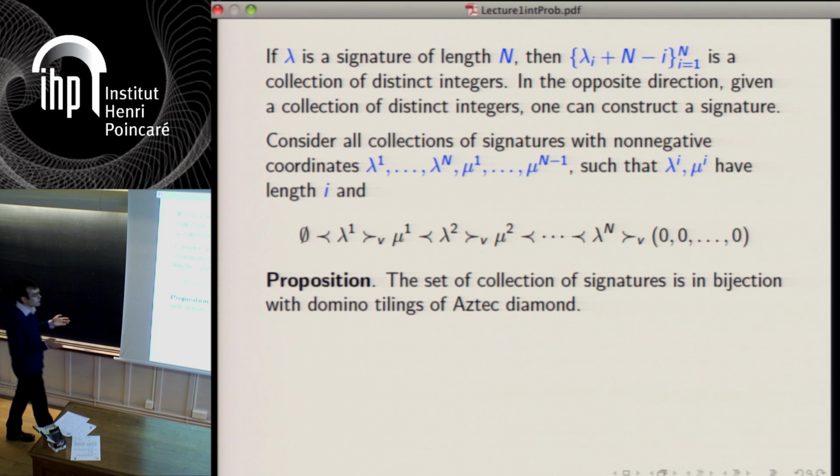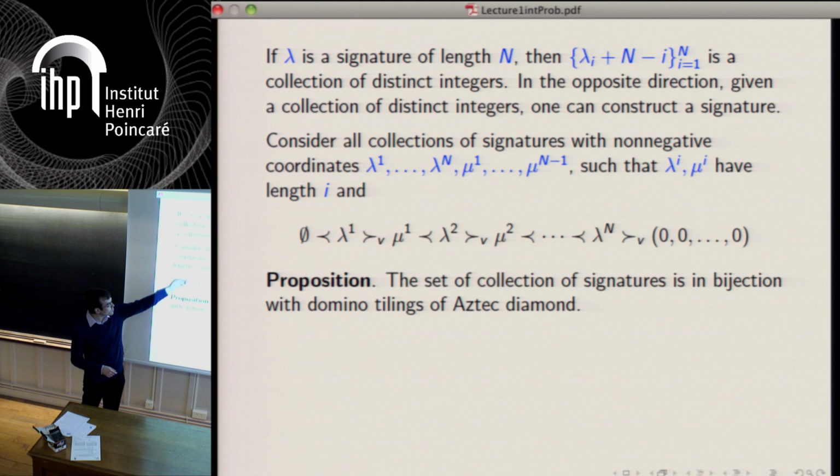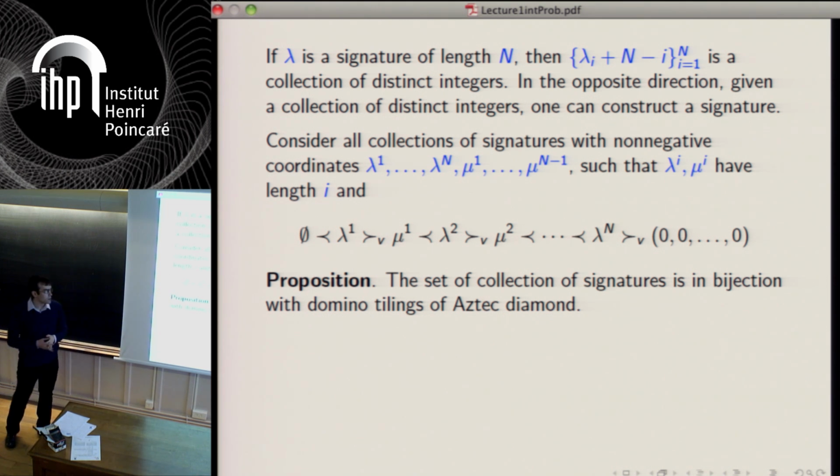So we can consider this object. We have such signatures. It's not very hard to see that we have only finitely many of these signatures because we need to subtract vertical strips and add horizontal strips if we move from this direction. So this is some finitely many signatures. And the statement is that we can understand domino tiling of the Aztec diamond only in terms of these signatures.